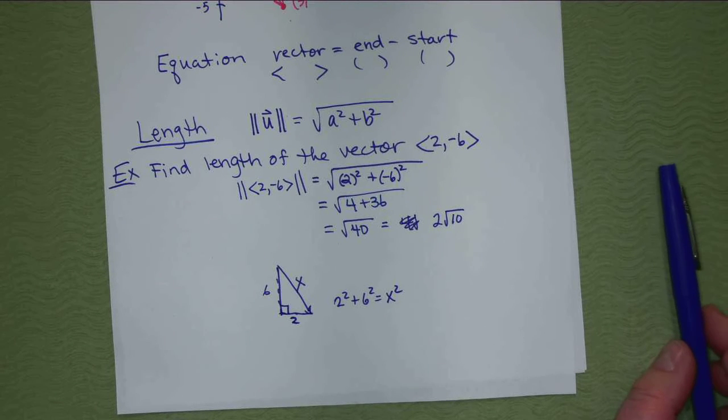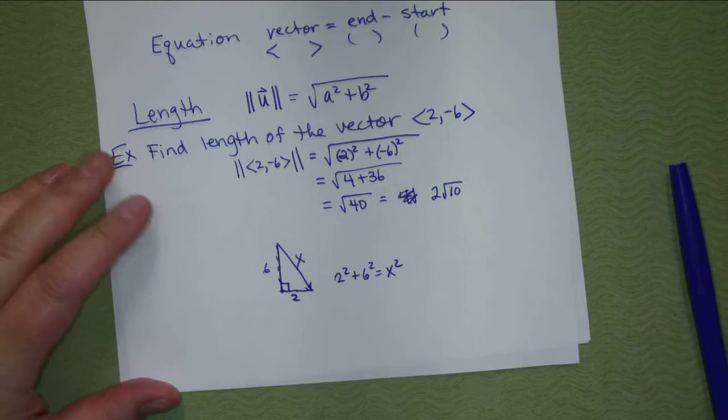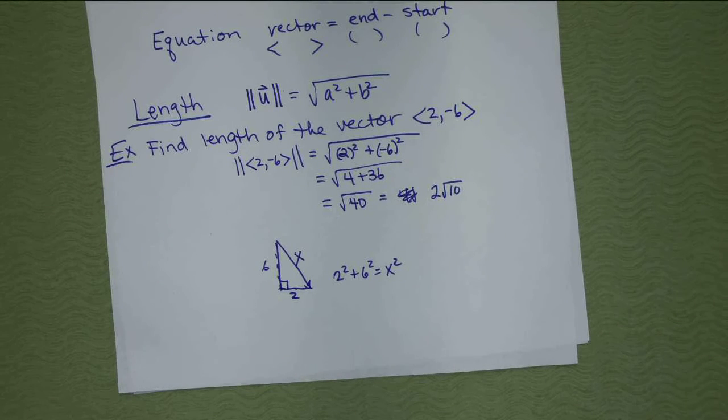What about in R3? What do you think? C squared. Yeah, you just add a c squared. In R4, d squared, right? You just square each one and add them together.